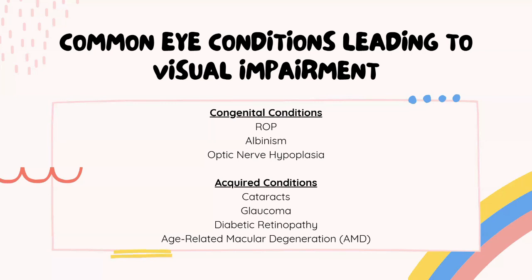Third, we have diabetic retinopathy. So, vision loss is due to diabetes related blood vessel damage. A person with uncontrolled diabetes may experience blurred vision and blind spots. Lastly, we have age related macular degeneration. This is the loss of central vision while peripheral vision remains intact. So, a person with AMD may struggle to read but can still move around independently.